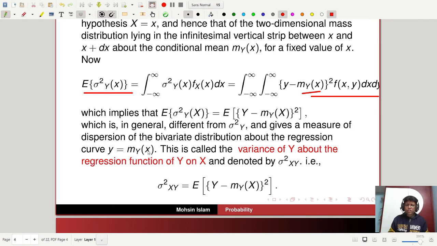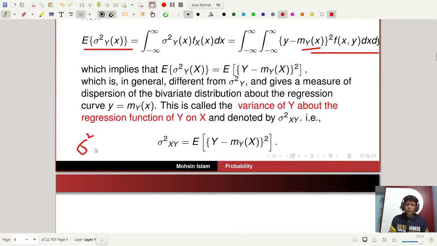This is called the variance of y about the regression function of y on x, and denoted by sigma square xy. That is, sigma square xy is the expectation of (y minus m_y|x) whole square, and this is called the variance of y about the regression function of y on x. Similarly, you can define sigma square y|x for the variance of x about the regression curve of x, about the regression function of x on y.